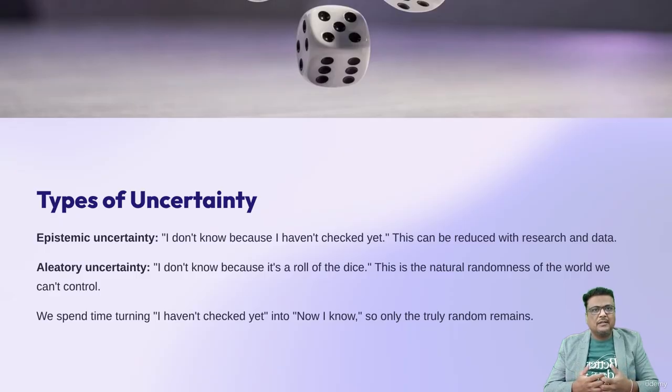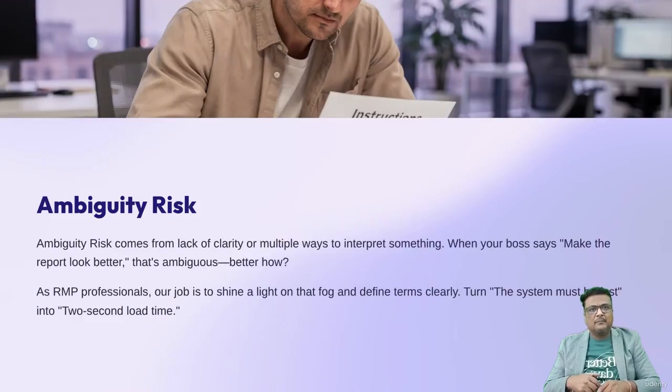So now that we've mastered the difference between what we can learn and what is just random, you might be wondering about the uncertainty that comes from people not speaking the same language. Well, that brings us right into our next step, which is the risk of ambiguity. Don't worry, we'll take it slow here, because we need to look at a very specific type of uncertainty called ambiguity risk. This is when the uncertainty comes from a lack of clarity or having multiple ways to interpret something.